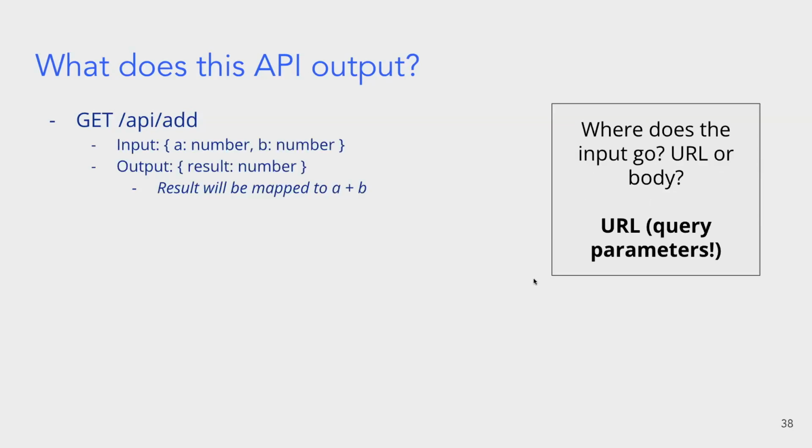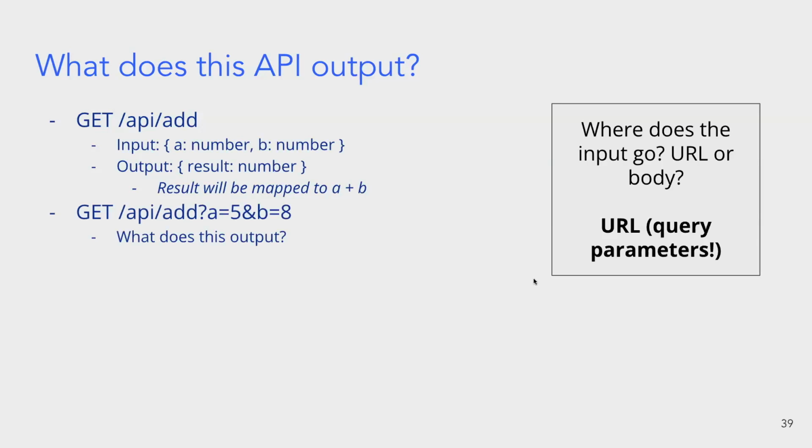So the input to our API, we can describe it like this: two numbers, A and B, and then our output is going to be some JSON object that maps result to a number. And that number it's mapped to is going to be A plus B. So with that in mind, I want to go through a little example of what invoking this endpoint looks like and what this endpoint's going to output.